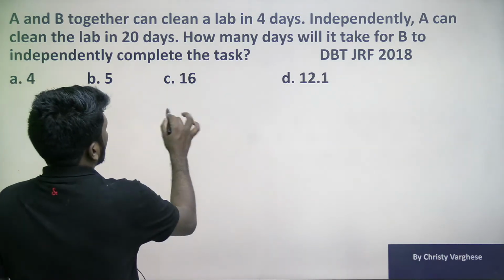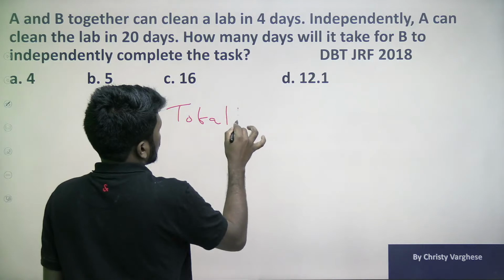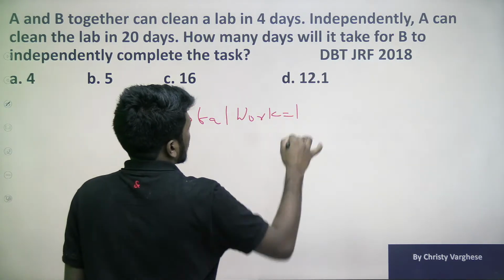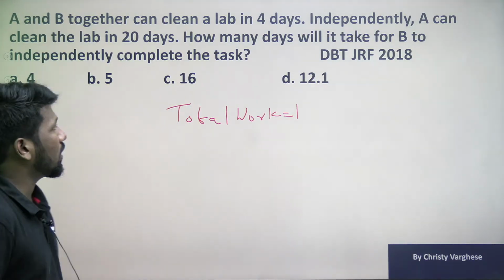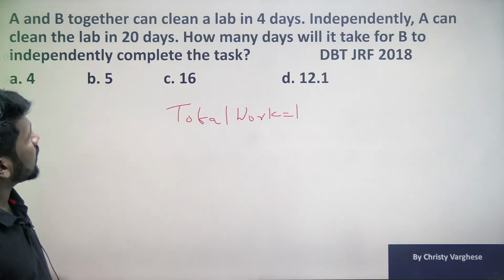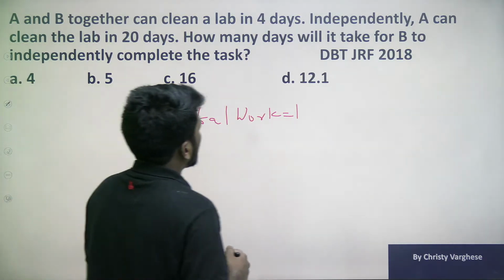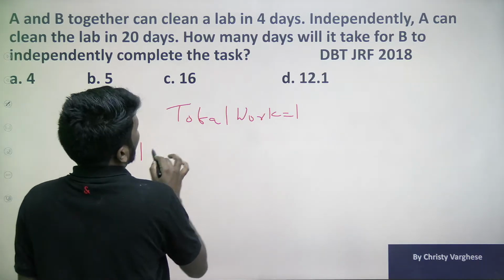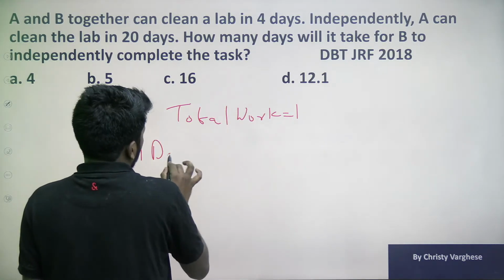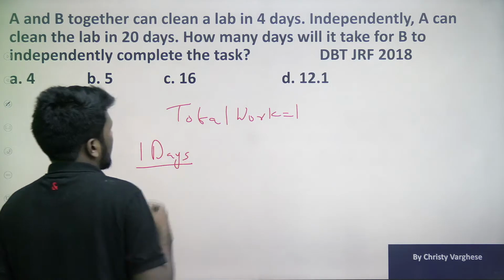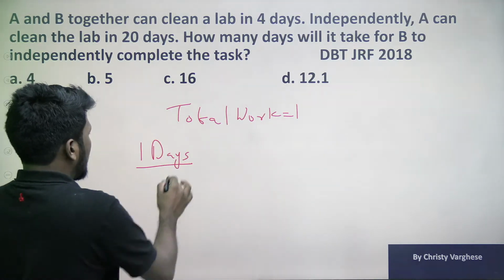So let the total work be 1. That is the unitary method. Assume the total work as 1. Total work is 1, so A and B together can clean the lab means now you have to think about 1 hour or 1 day of work. They complete the whole work in 4 days. So how much work are they doing in 1 day? Think about it, 1 day work.